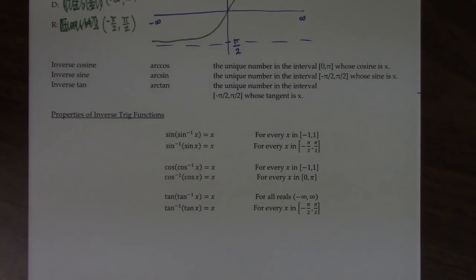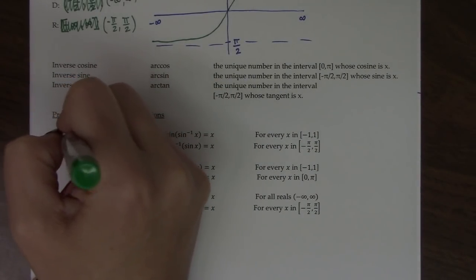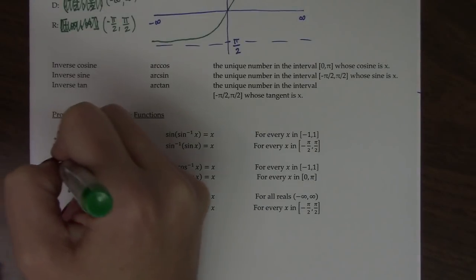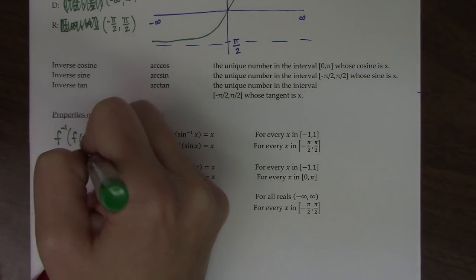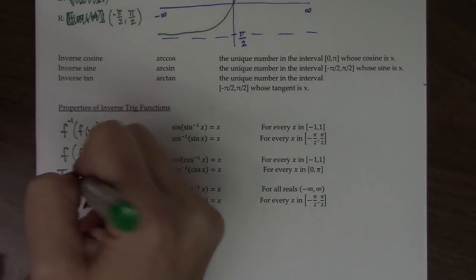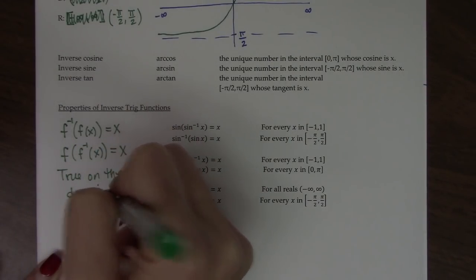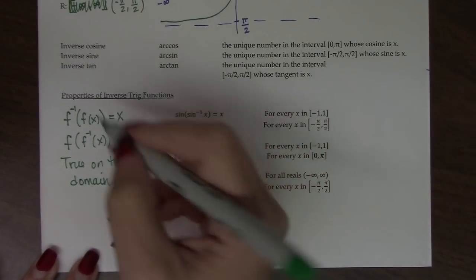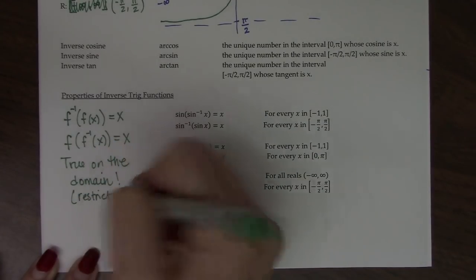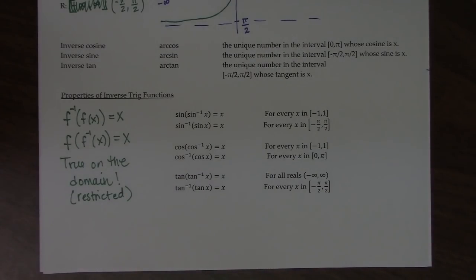So just like any other inverse function, we had the property that if you composed a function with its own inverse, you got x, right? And if you plug the inverse into the original function, you would also get x. But this is only true on the domain. If the domain was all reals, this was true everywhere. But if you have to restrict the domain like we did here, this property will only hold on the restricted domain. And we're going to deal with that in a little bit.